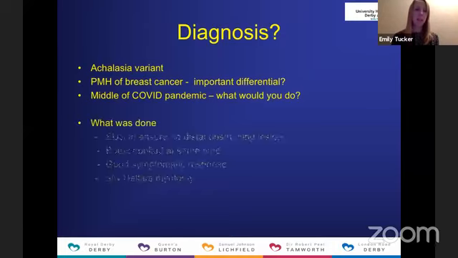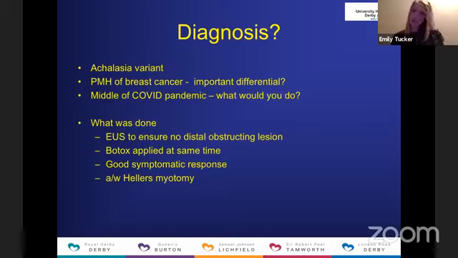So what happened is she had an endoscopic ultrasound, and that was because of the history of breast cancer and the slightly atypical appearances, to ensure there was no distal obstruction lesion, no EGJ outflow obstruction that could be contributing to symptoms at all. But at the same time, she had Botox applied to see if this helped. Now, this was done for a number of reasons.